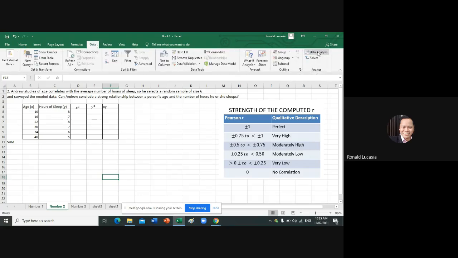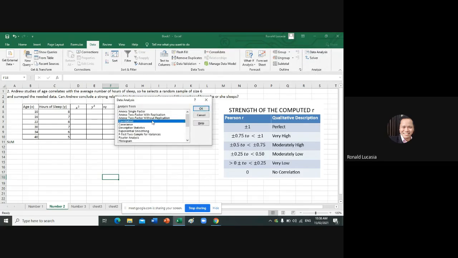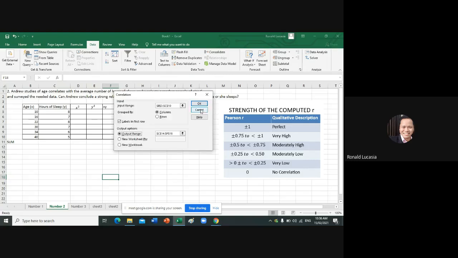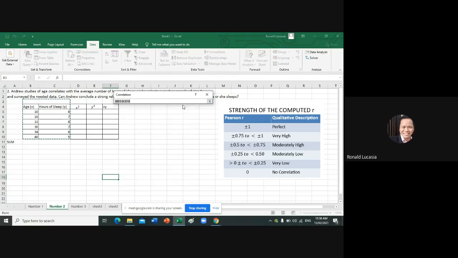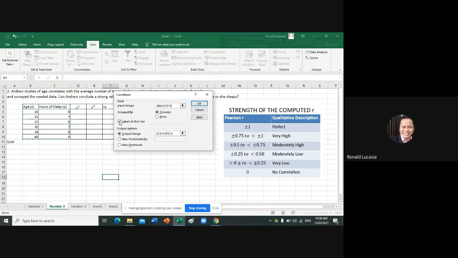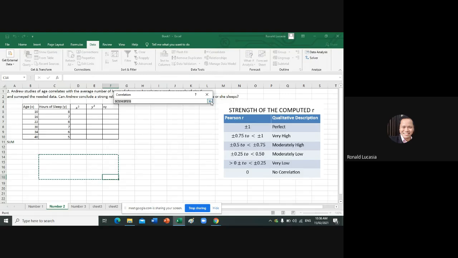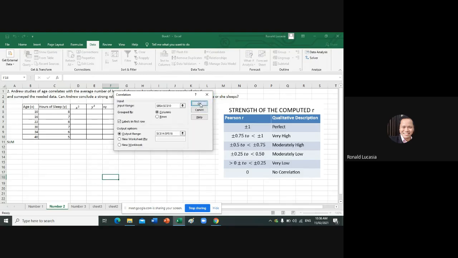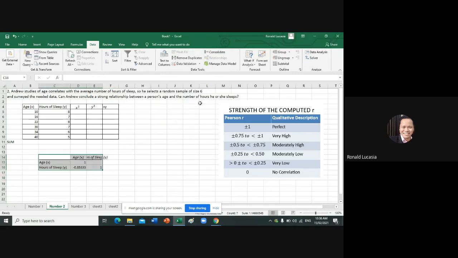This is the data analysis. Correlation, just click OK. Then input range, you click this arrow. So this is the input range. And then here, label, do not forget to click the label. The output range, I want it here so I can compare and then press OK. Oh, it's 0.8513. Earlier, I computed it 0.